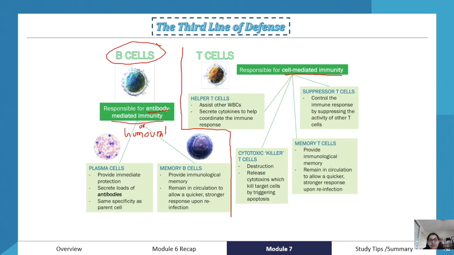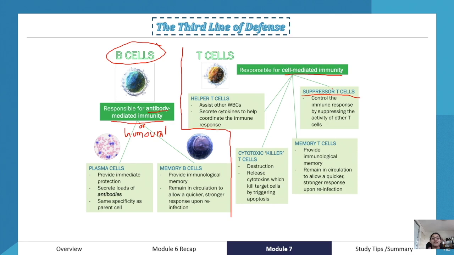Then we've got the suppressor T cell. What the suppressor T cell does, as you can see in the name, is that it controls the immune response by controlling and suppressing the activity of the other T cells. Most importantly, the cytotoxic killer T cell. It tells the cytotoxic killer T cell to suppress its activity. You know, like, mate, you can't go ahead and kill all the cells.